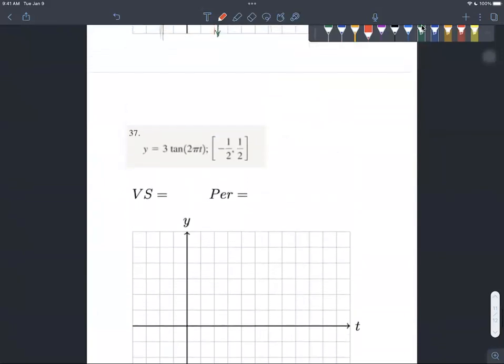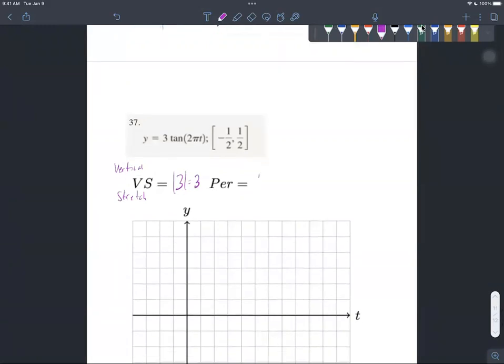All right, in this case, the vertical stretch factor is going to be 3. And I'll put the absolute value of 3, which is 3. If it was negative, then it would just reflect the graph about the x-axis.